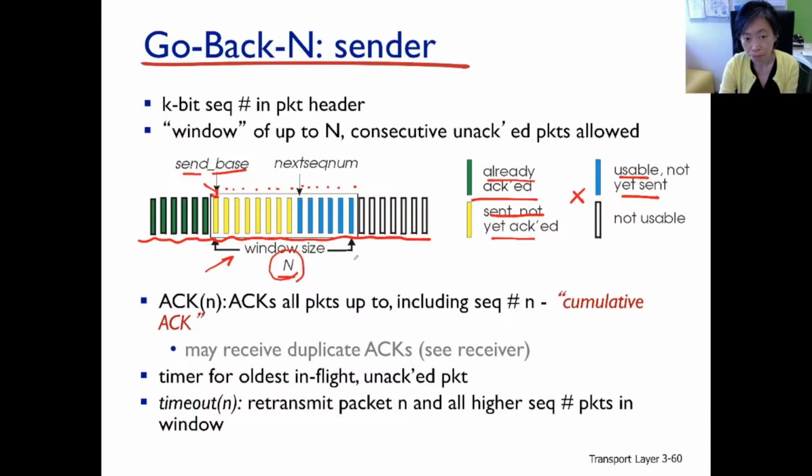Now, to indicate the beginning of the usable packet sequence numbers, we use yet another variable, the next sequence number. So send base, or sometimes I just call it the base, is the base of the sending window. Next sequence number is the next available sequence number with which we can generate a data packet within the window N. And the last ones, these blank ones, are simply outside of the window limit, so not usable.